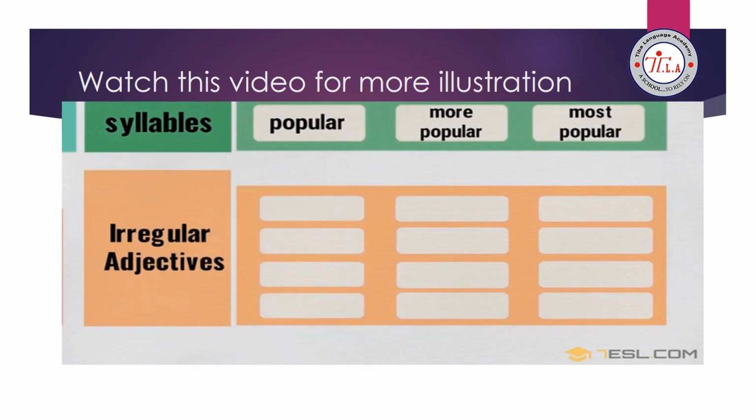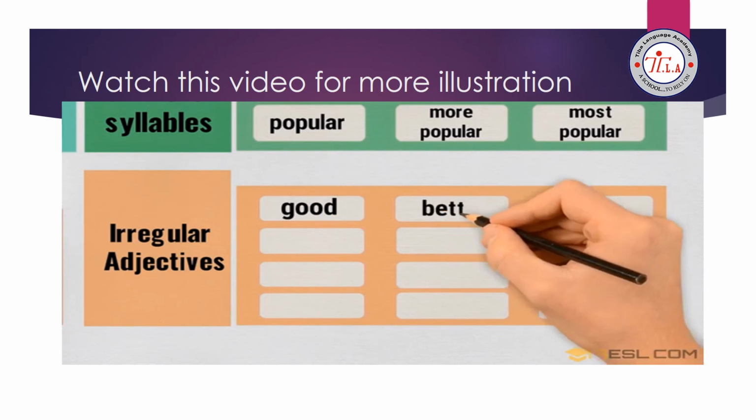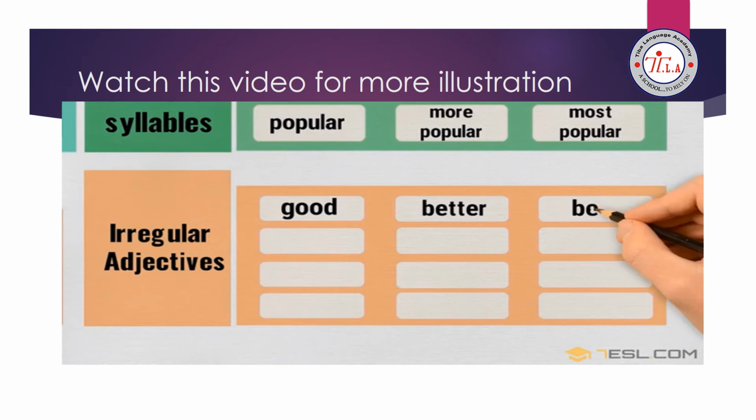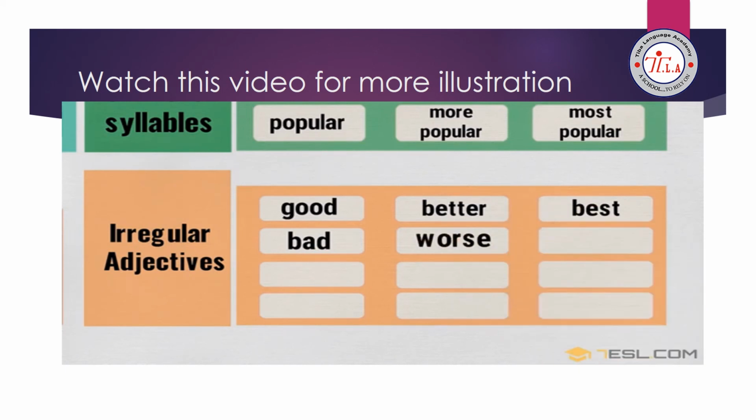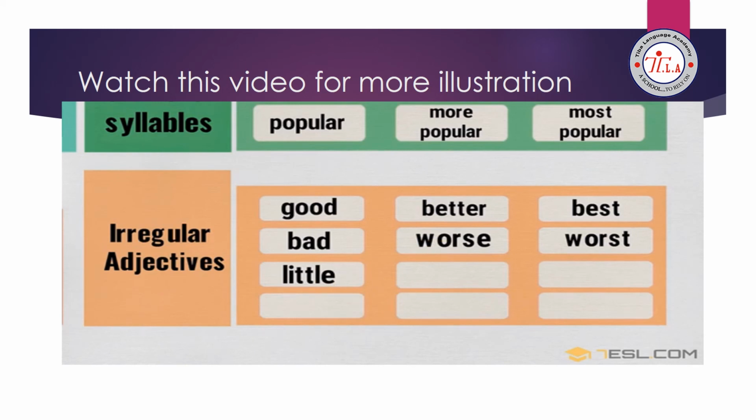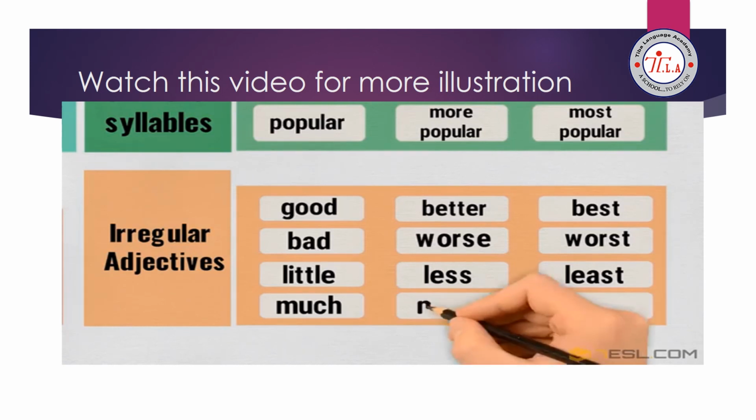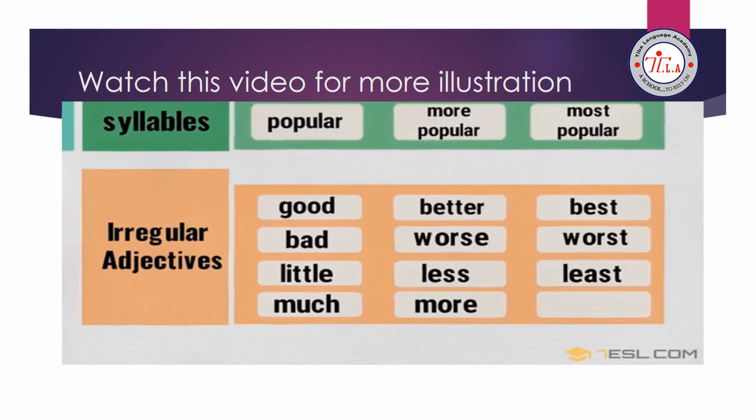Irregular adjectives. Good, better, best. Bad, worse, worst. Little, less, least. Much, more, most.